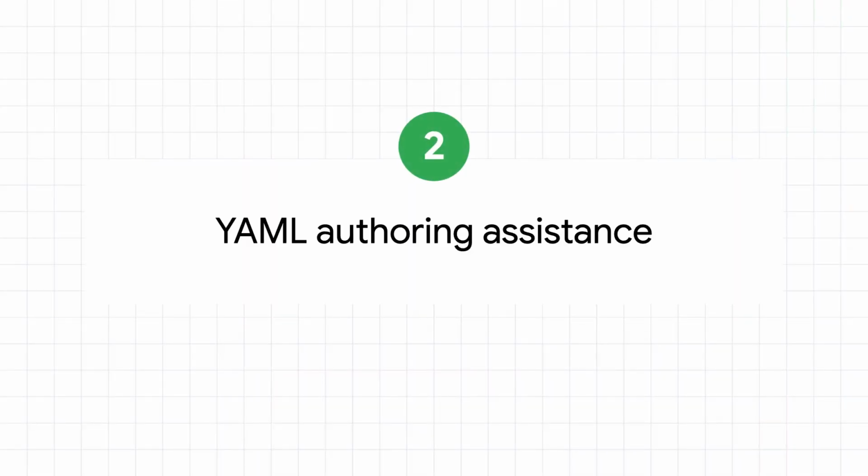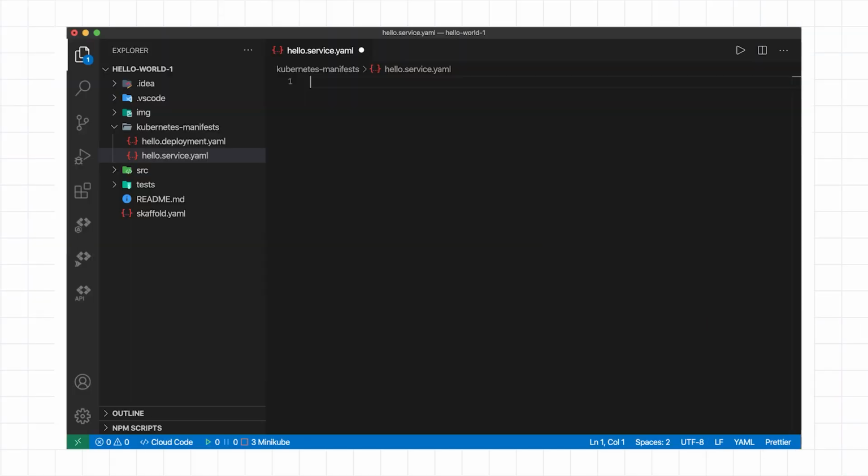YAML authoring assistance is another pillar of Cloud Code. Cloud Code supports a number of configuration files, including Kubernetes resources like Config Connector and Cloud Build configurations. It also supports over 300 custom resource definitions. Here's a quick example of what YAML authoring assistance looks like for a Kubernetes config file.